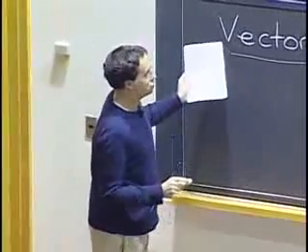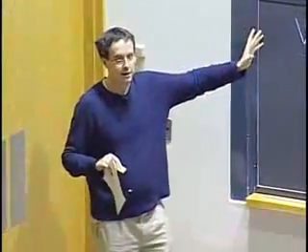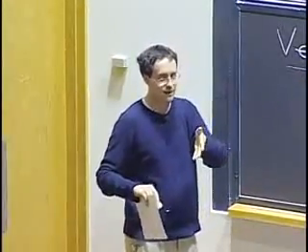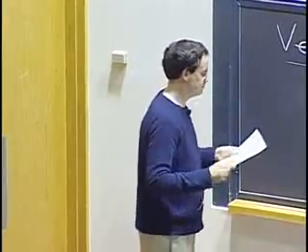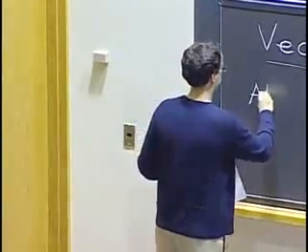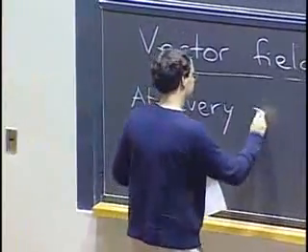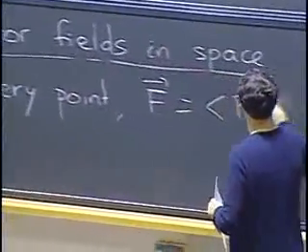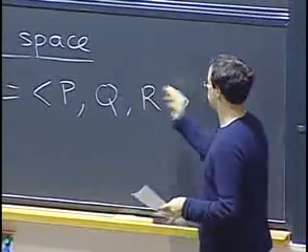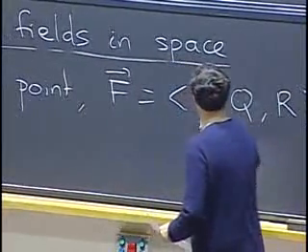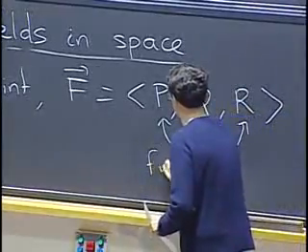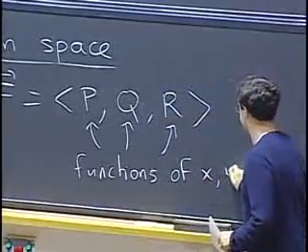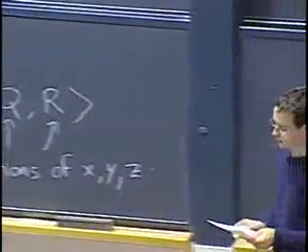Just to remind you, a vector field in space is just the same thing as in the plane. At every point you have a vector, and the components of this vector depend on the coordinates x, y, and z. Let's say the components might be P, Q, R, or your favorite three letters, where each of these is a function of the coordinates x, y, z.